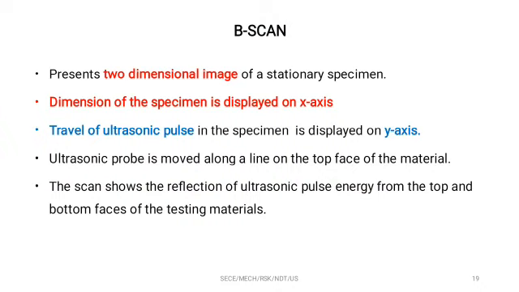In B scan, a two-dimensional image is performed on a stationary specimen. The dimension of the specimen is displayed on the x-axis and the travel of the ultrasonic pulse is displayed on the y-axis. The probe is made to move along a line on the top of the material, and the sound wave will travel through the material, and the interpretation will be highlighted in the CRT.